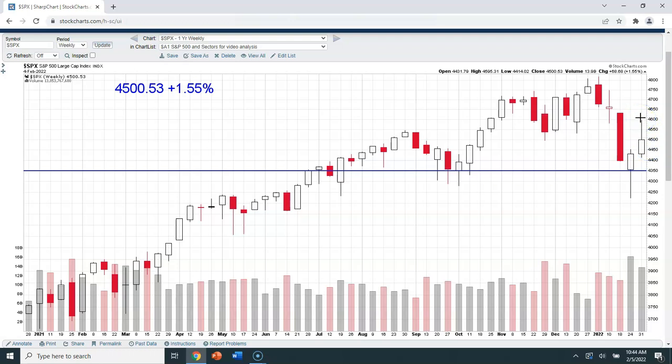Now, a couple of things I don't like here. I don't like the fact that we closed, if we're just analyzing this particular candle here, in the bottom half of the week's trading range on that candle. That's kind of ugly, right? But hey, we've had 2 positive weeks in a row. We've held above 43.50. We were up 1.5%. We closed above 4,500. So, all of those should be viewed as a win. And we did this on above average volume.